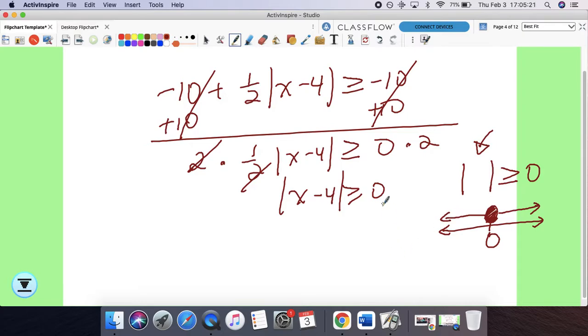So in this case, it doesn't matter what it is, it will always be greater or equal to 0. So this would be all real numbers because it doesn't matter what I replace x with. You can think about any number, you will always get a number that's either equal to 0 or greater than 0. Okay?